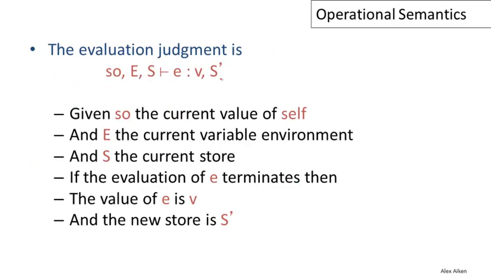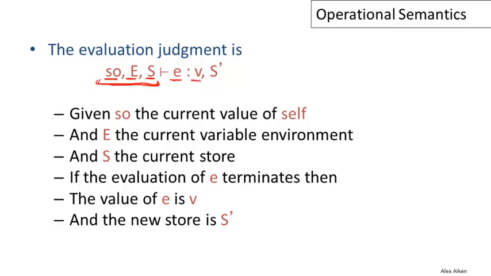Now we're ready to talk in more detail about what the judgments will look like in our operational semantics. The context will consist of three pieces. The first piece is the current self object. The second piece is the environment, which is again the mapping from variables to the locations where those variables are stored. And the third piece is the memory, the store, the mapping from memory locations to the values held at those locations. All right, so in some context, an expression E will evaluate to two things.